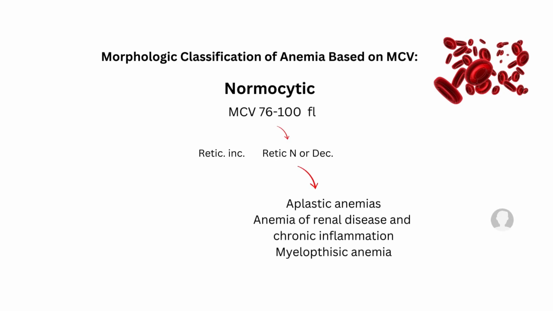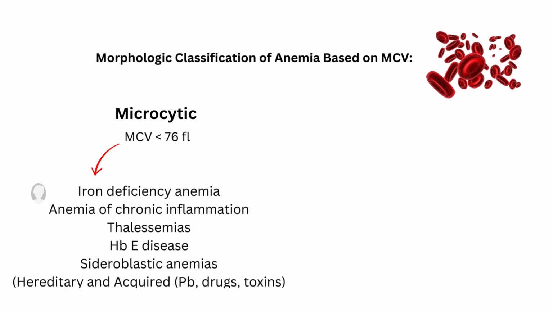Some normocytic anemias have a normal or decreased retic count, and these include aplastic anemia, anemia of renal disease, chronic inflammation, and myelophthisic anemia. And microcytic anemias, MCV less than 76, the most common one is iron deficiency anemia, but there's also anemia of chronic inflammation, thalassemia, hemoglobin E disease. Sideroblastic anemias include the hereditary and acquired, like lead poisoning, and drugs and toxins can also cause a sideroblastic anemia.